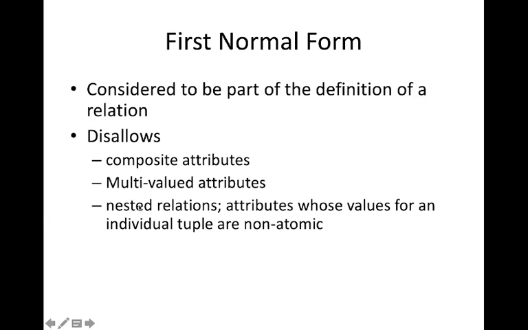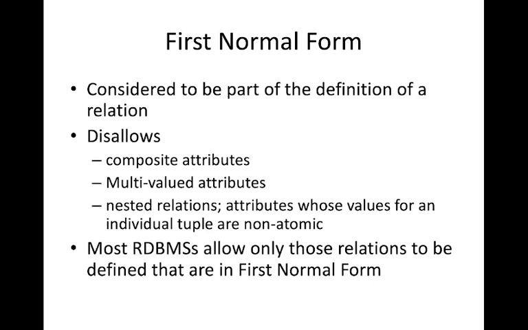Then there should not be any nested relation. Nested relation means a relation inside another relation, that is, attributes whose values for an individual tuple are non-atomic. Atomic means indivisible, which cannot be divided further. So if the attributes whose values for an individual tuple are non-atomic, then it is known as a nested relation. It can be considered as a relation or a table inside another table. We'll see how to normalize it.